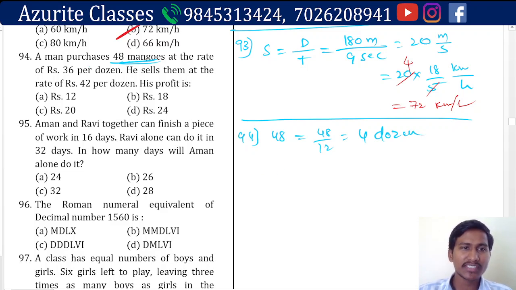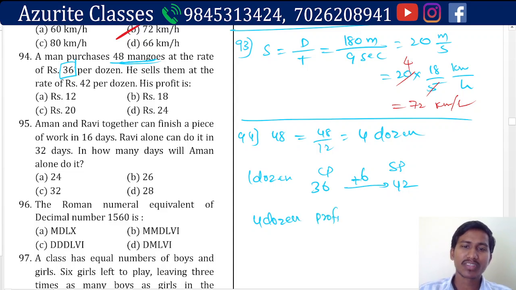So for 1 dozen he is paying cost price 36 rupees and selling at 42 rupees. So how much is the profit? 6 rupees is the profit for 1 dozen. So for 4 dozen, profit will be 4 into 6, 24 rupees is the answer, option D here. Okay, good.